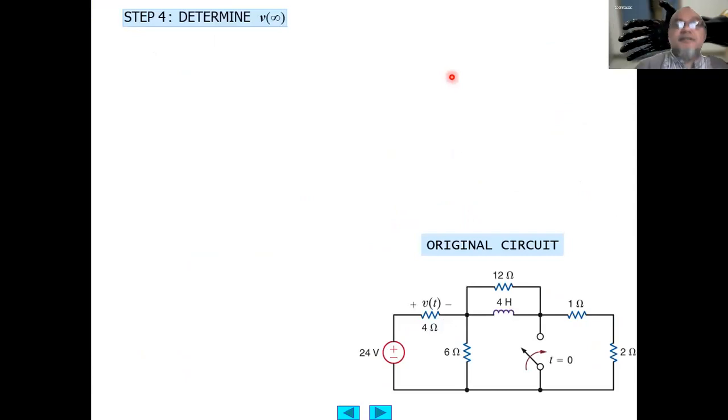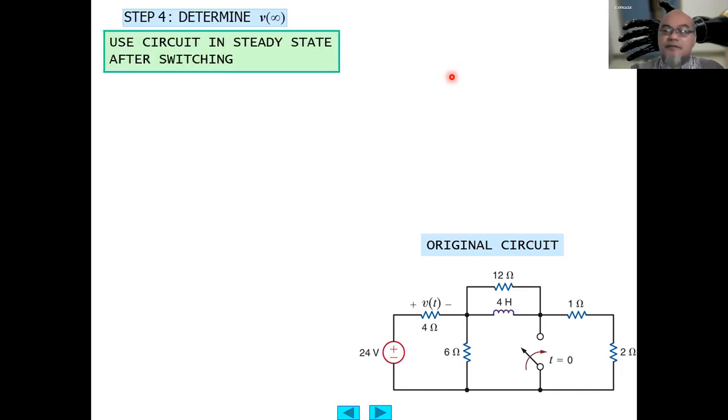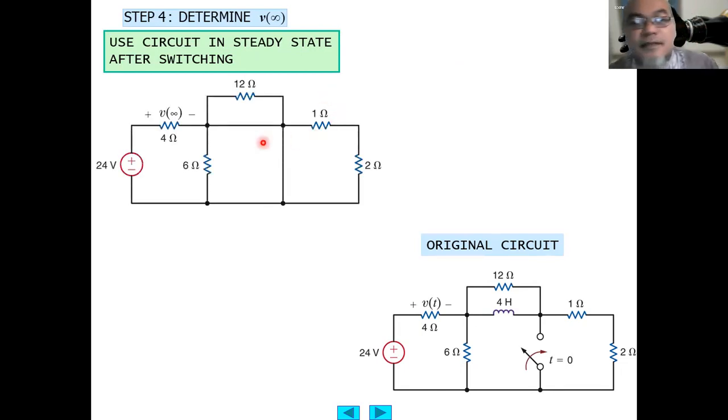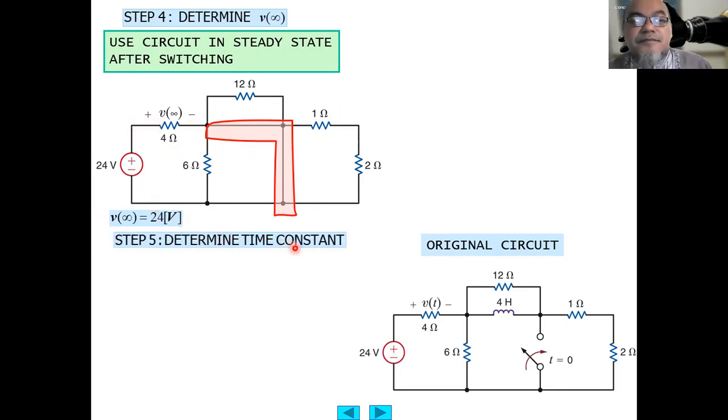Now we determine the voltage when the time is at infinity, so at steady state. We redraw the circuit at steady state, when t equals infinity, but now the switch is already turned on. So we redraw the inductor as a short circuit wire like this. This is also short circuited, so it means this now is grounded. The voltage across here will be equal to this voltage, 24 volt, because this is grounded. The voltage at infinity will be equal to 24 volt.